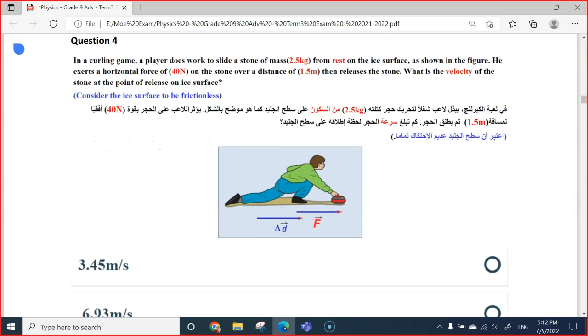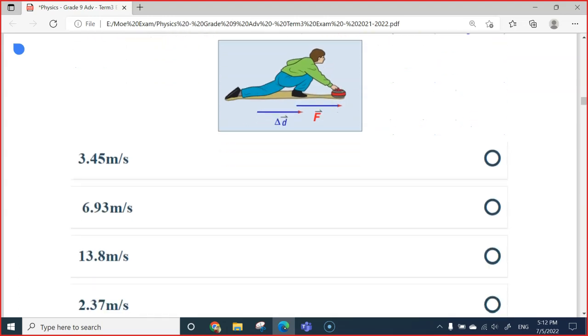Question number 4. In a curling game, a player does work to slide a stone of mass 2.5 kilogram. The mass of this stone is 2.5 kilogram and it was initially at rest. He exerts a horizontal force of 40 Newton on the stone over a distance of 1.5 meter, then releases the stone. What is the velocity of the stone at the point of release on ice surface? So you are asked to calculate the velocity of the stone.